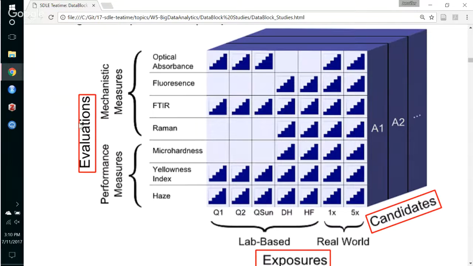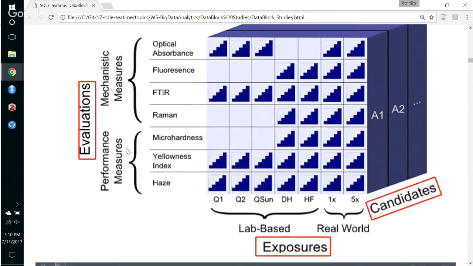And we have different evaluations, and these are really important to consider both performance measures. So this is the end result. What is the ultimate determination of success or failure, but then also mechanistic measures. So things like Fourier transform infrared spectroscopy.